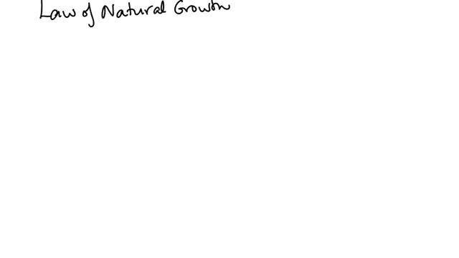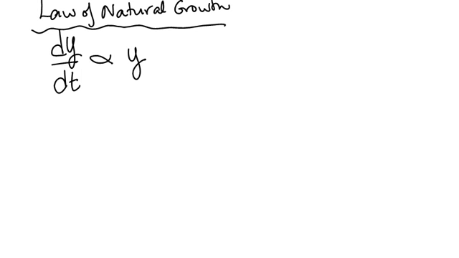So in mathematical terms, let's say we've got something that we're measuring, y. It could be a population, the temperature of something, or the radioactive material of something, and it's changing over time. So that's dy by dt. It's a rate. And we say that that's proportional, there's the symbol for proportional, to the actual amount of material that's present. So that's called the law of natural growth. You have probably already encountered it, and they're called growth and decay problems.